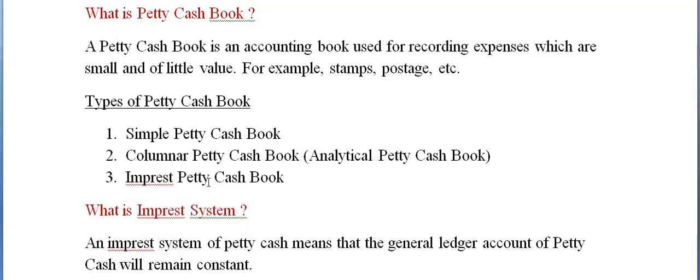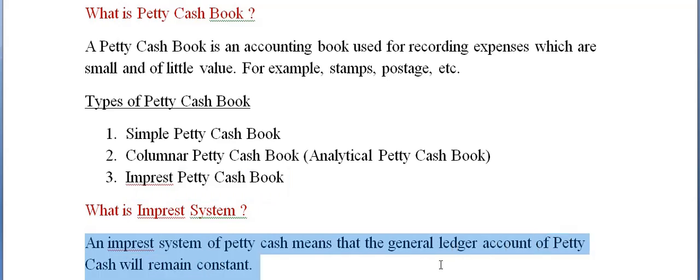So basically, in a columnar petty cash book or analytical petty cash book, if you apply the imprest system, then it will be called imprest petty cash book. So what is the imprest system? An imprest system of petty cash means that the general account of petty cash will remain constant. So what does it mean?